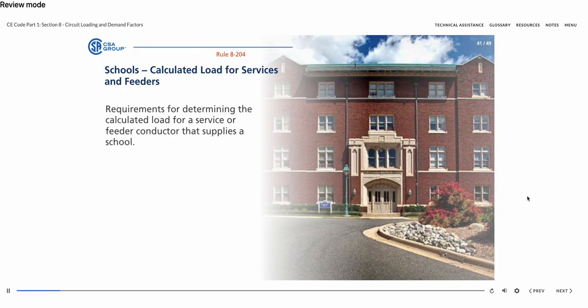Rule 8-204 provides the requirements for determining the calculated load for a service or feeder conductor that supplies a school. In Subrule 1, the method for determining the calculated load for a service or feeder conductor for a school is described. Subrule 2 lists the demand factors that are to be applied to those loads calculated by Subrule 1.